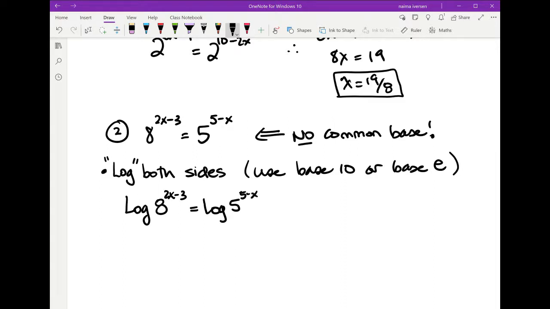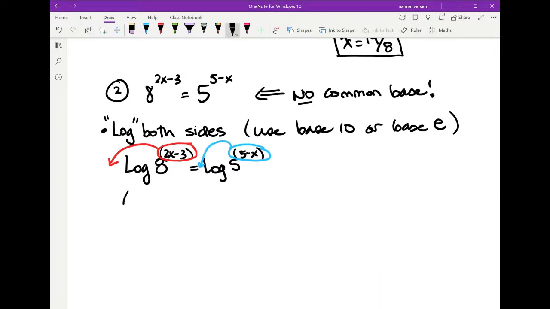of 5 minus x. The reason why we log both sides is so that this exponent right here no longer has to float on the top. It can be moved to the front. And this exponent right here can no longer stay in the top here. It has to be moved to the front. So the reason why we log both sides is specifically to move that exponent to the front. So we get log of 8. Now I'm going to do this guy, 5 minus x times log of 5.